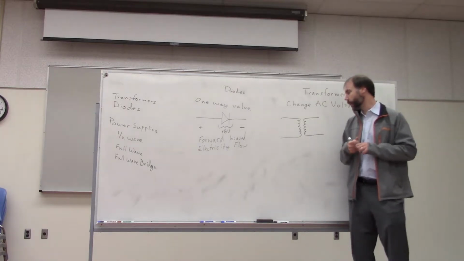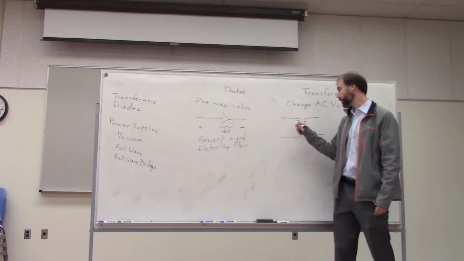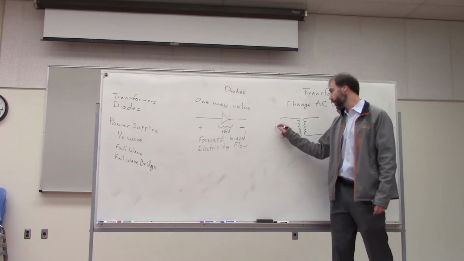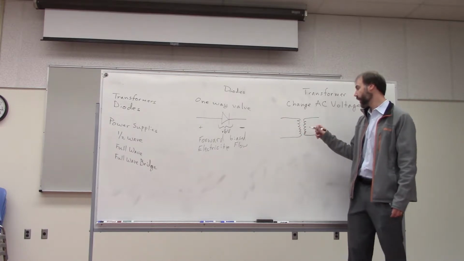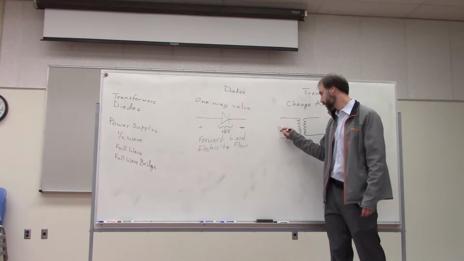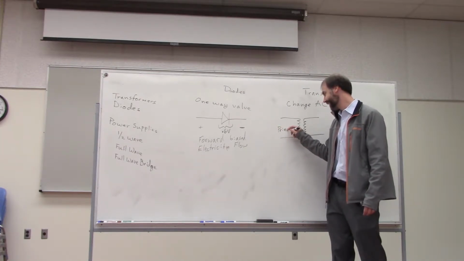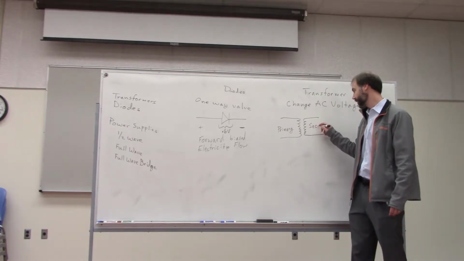So we said that the way that a transformer works is that we apply voltage to one side. And what do we call the side where we're applying the voltage? Primary. Primary, perfect. Yep, exactly. The other side is called the secondary, like you said.